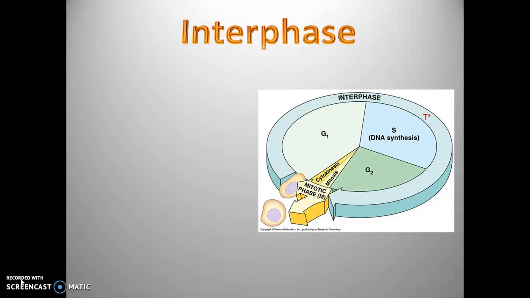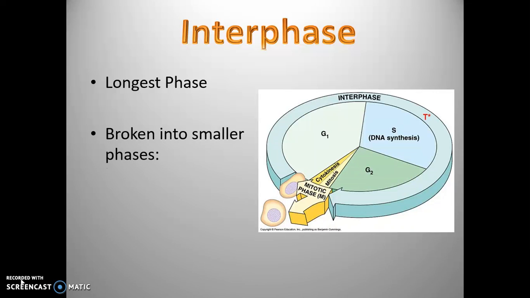So the first part of the cell cycle is called interphase. This is the longest phase of the cell cycle. The cell spends about 90% of its time in interphase. Okay? Now, I just said that there were 4 parts of the cell cycle. 3 of those 4 parts belong to interphase. That's how long it is. Okay? The G1, the S, and the G2 of the cell cycle are all part of interphase. Okay, so let's talk about what's going to happen in each one of these smaller parts.